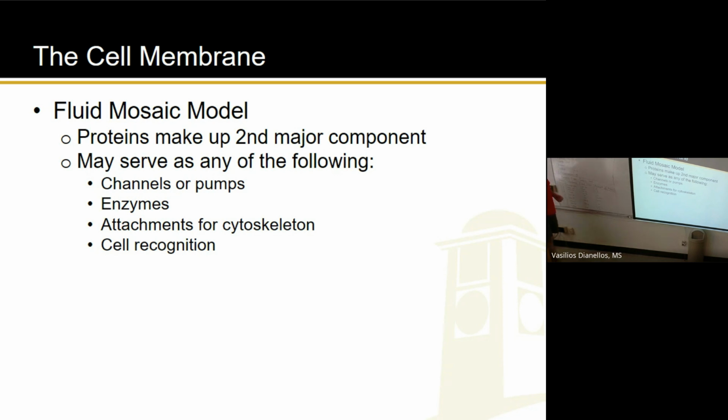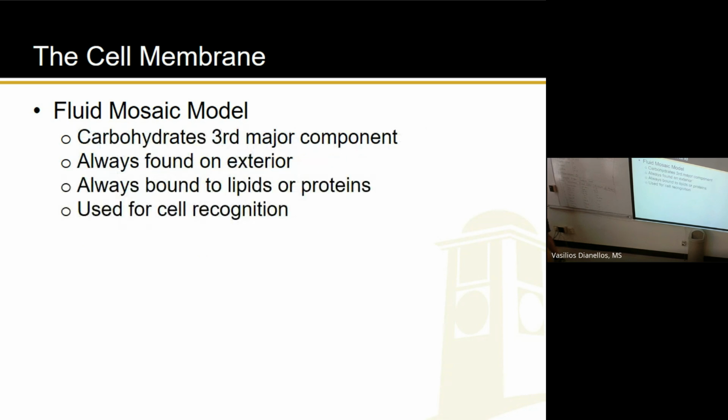They also serve as attachments for the cytoskeleton. And finally, cell-to-cell recognition, right? So it's how some cells can determine, this cell should be in my body, or this cell should not be in my body. The third major component are carbohydrates. These are always found on the outside of the cell membrane. They're always bound to lipids or proteins, and once again, they're used for cell recognition.